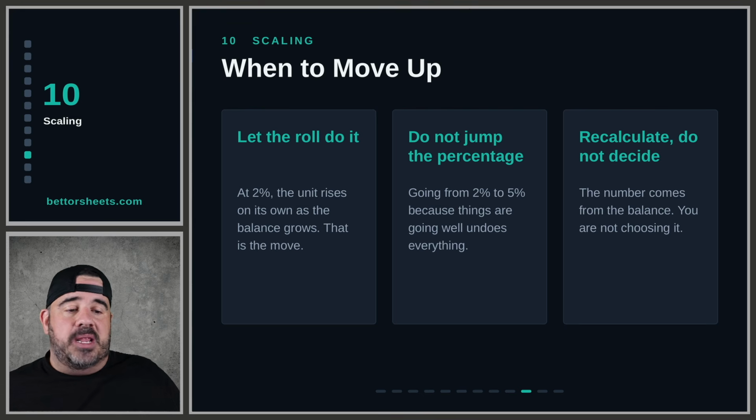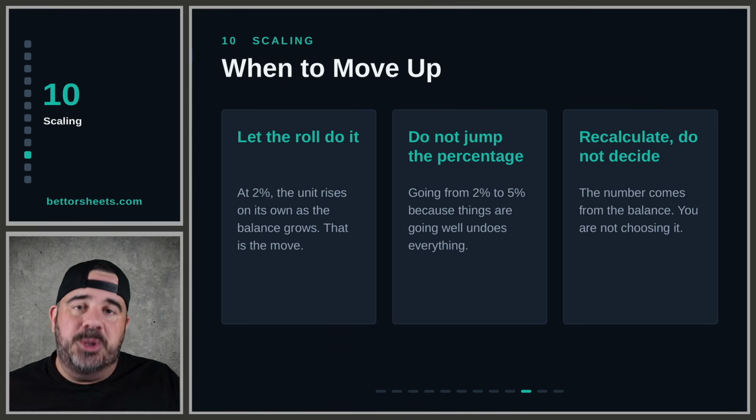Do not jump the percentage. Going from 2 to 5% because things are going well, like, oh, I'm on fire, I can't miss. You have a day you go 5%, guess what? You're going to have red, red, red, red, red. That's how, you know how the betting universe works. Don't do it. Recalculate, do not decide. The number comes from the balance. You are not choosing it.